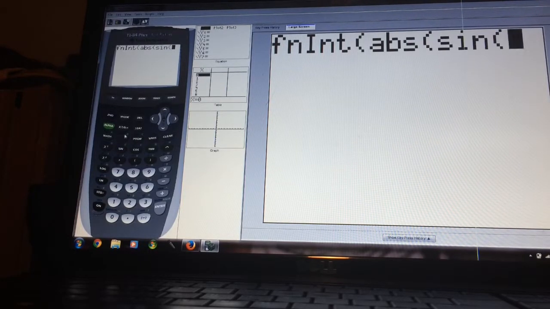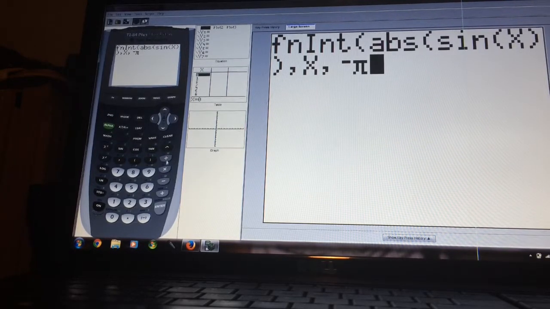We want to type in sine x, close parentheses, and another close parentheses to close off the absolute value, comma, we're finding in terms of x, comma, and now we want to type in our boundaries, which is negative pi over 4 to pi over 4. So we're going to type in negative pi over 4, comma, pi over 4.